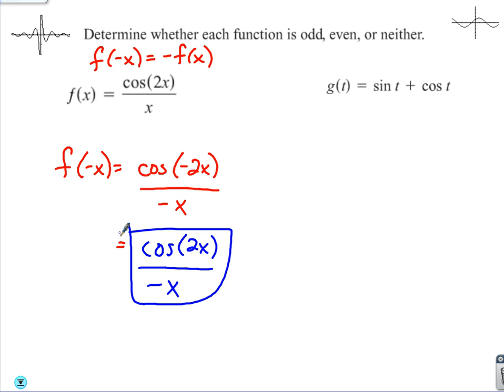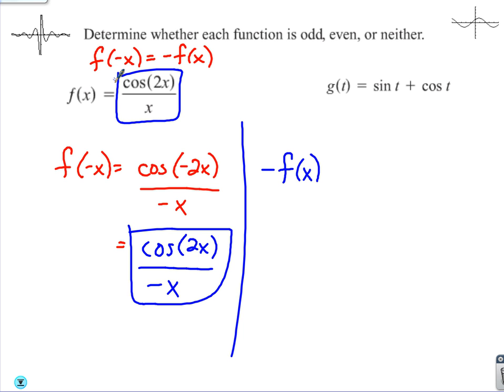Now to finish our test, let's do negative f of x. That means simply take your function and make the whole thing negative. So instead of cosine of 2x over x, we have the negative of cosine of 2x over x. And you see here, it doesn't matter if I put the negative on the bottom, out front, or on top, those are the same thing. That's an odd function.